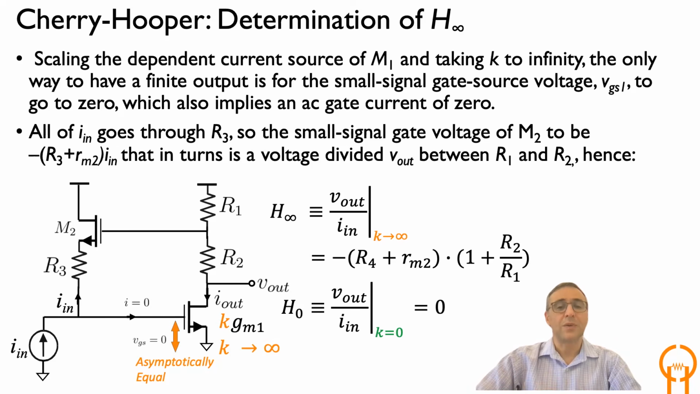Now, in this example, the way it's drawn, at low frequencies, H0 is going to be 0, because once you set K to 0, there's no path for the signal to get from the input to the output, because it's not going to go back to the gate of the transistor M2. So in this case, H0, the direct transfer, is 0.